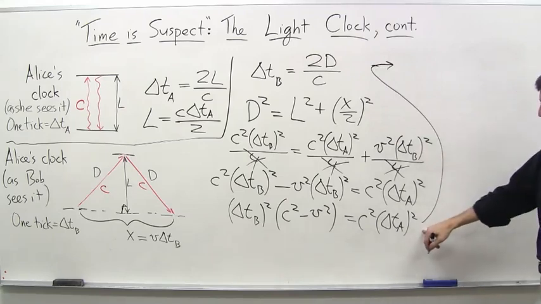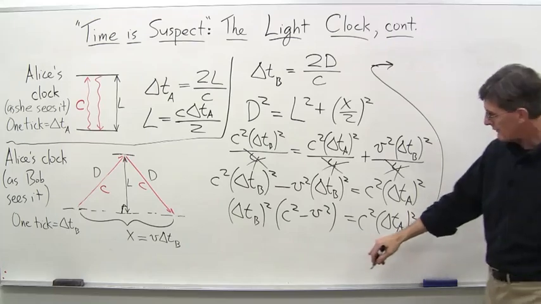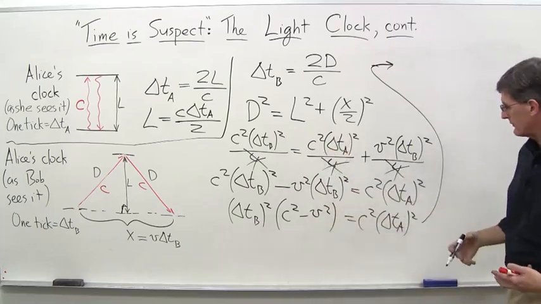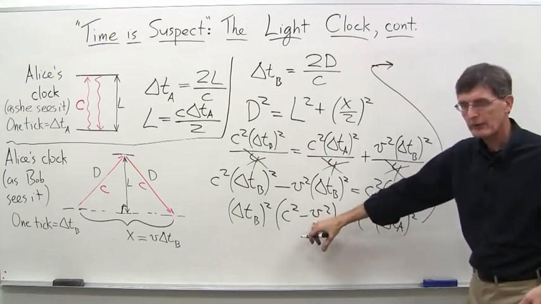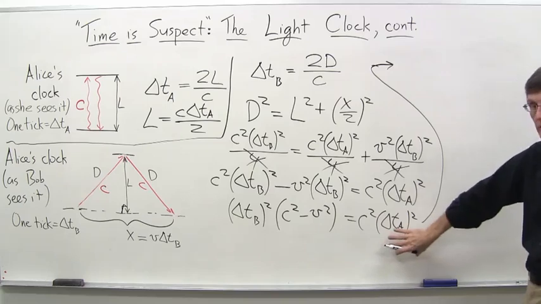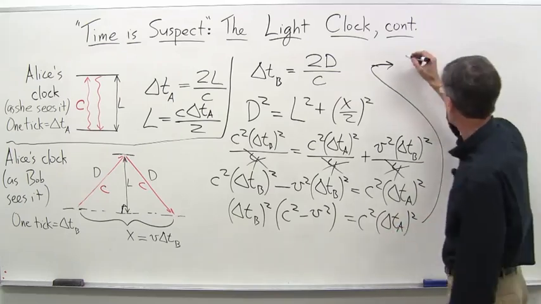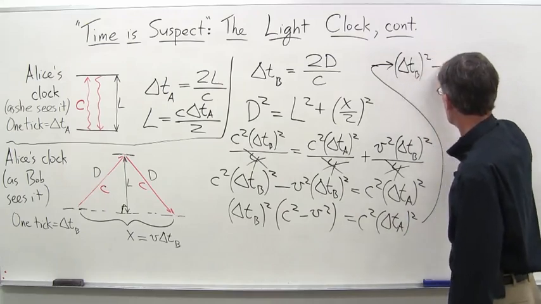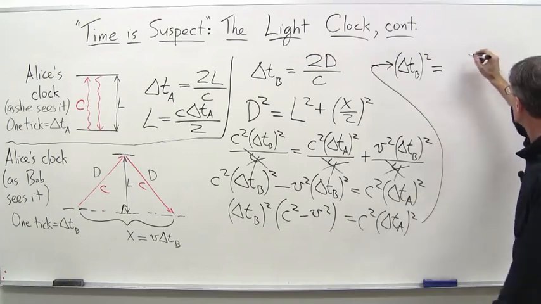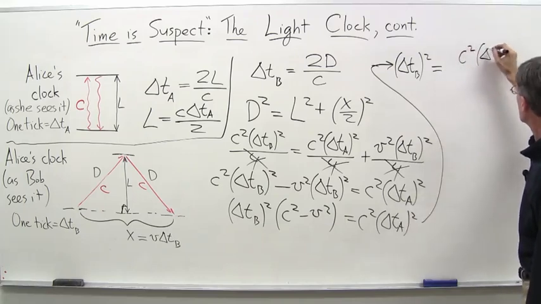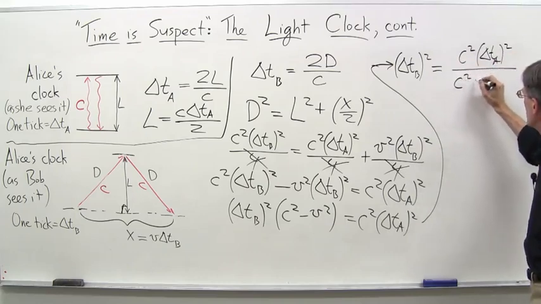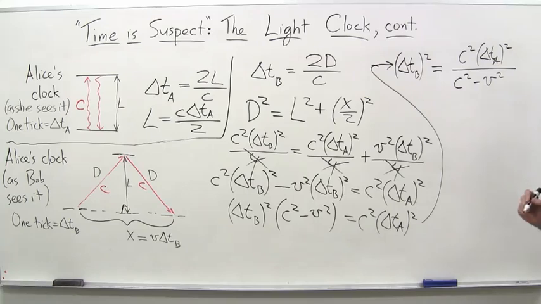and rewrite this here. So remember, the goal was to write something like delta TB equals some other stuff involving delta TA. So let's divide both sides by this. We're going to bring this over here to the denominator. So we're going to write this as delta TB squared equals c squared times delta TA squared all over c squared minus v squared. Now we're really getting someplace.